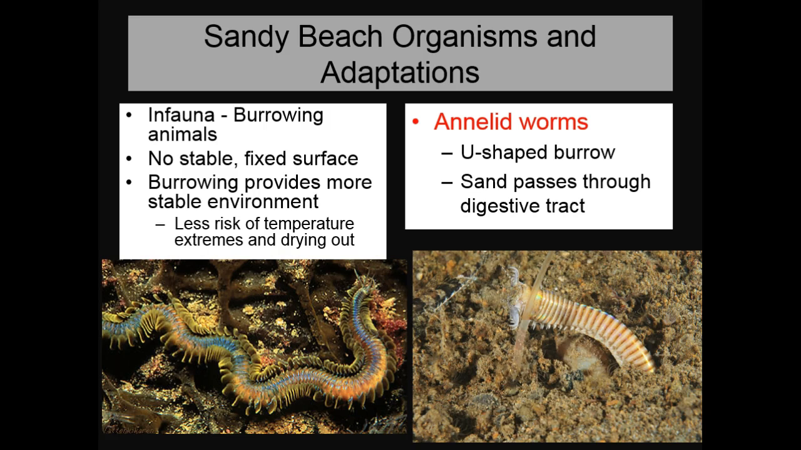So we have annelid worm here, two different pictures. It's a fascinating worm. It's very different than the worms that we find in our dirt in our gardens here. These are segmented worms, and it makes a burrow that's kind of a U shape. And it eats the sand, passes through its digestive system, and kind of gets its nutrition that way. So in a way, it's a bit of a filter feeder.